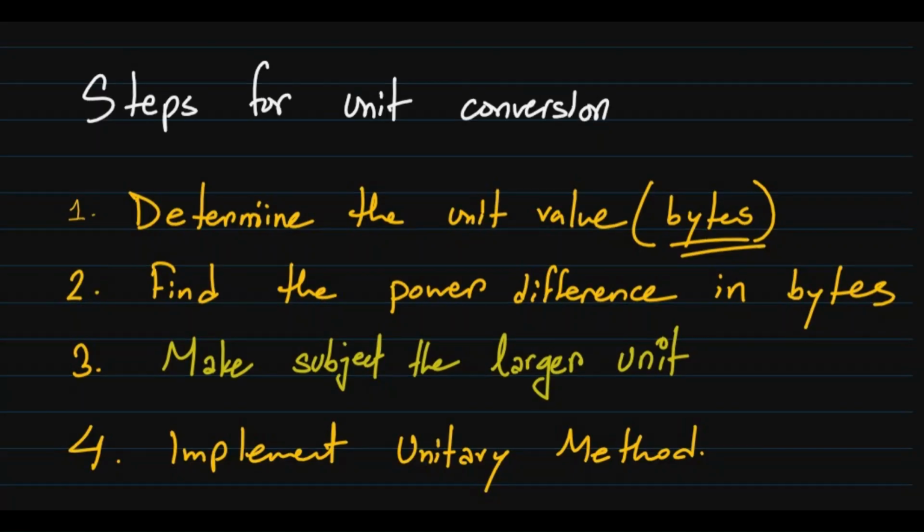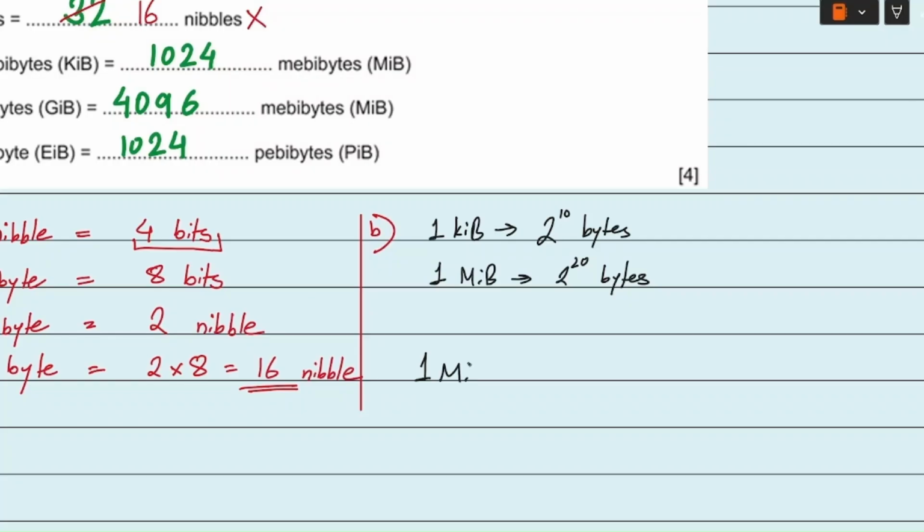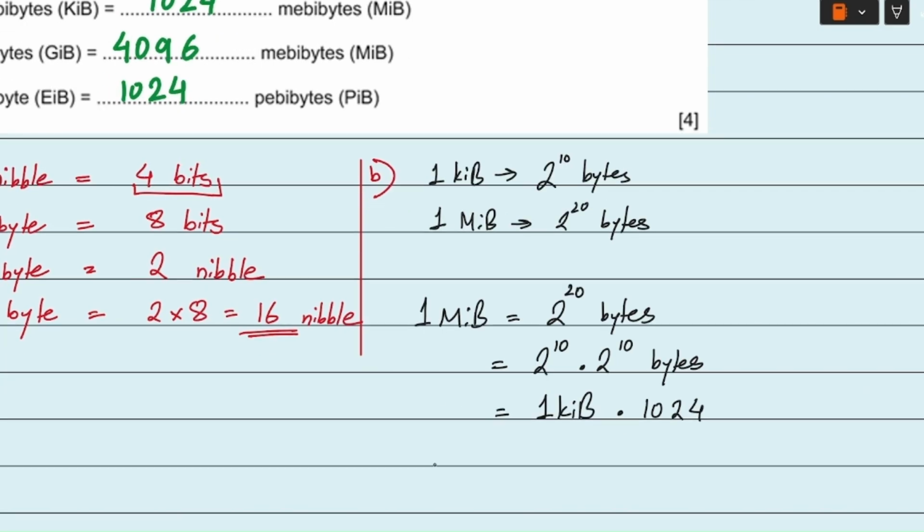Step 3, make subject the larger unit. So here the larger unit is megabyte. 1 megabyte is equal to 2 to the power 20 bytes. Now from here we are going to expand the power in order to substitute the smaller power inside this expansion. If we expand this, we get 2 to the power 10 times 2 to the power 10. Now 2 to the power 10 can be replaced by 1 kibibyte. So 1 kibibyte times 1024. And if we simplify it, we get 1 megabyte is equal to 1024 kibibyte.